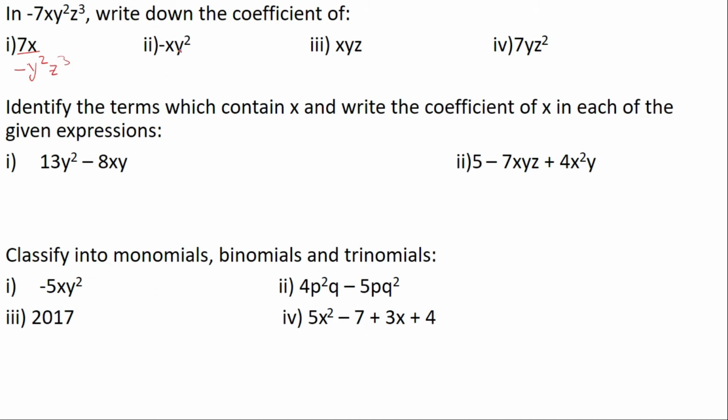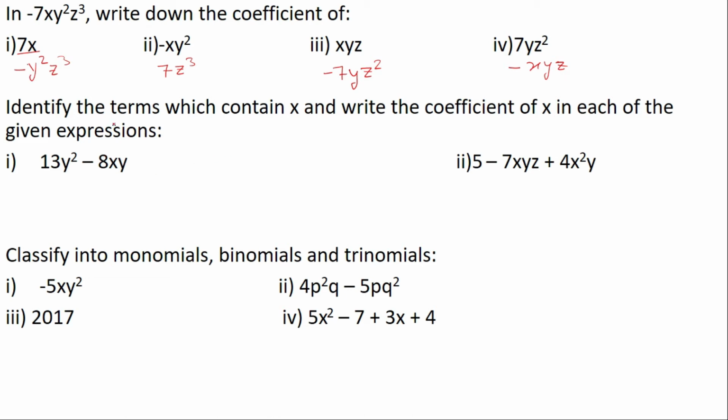In second one, leaving minus xy square we have to write all, that means 7 z cube. In third one it will be minus 7, since here we are having 2y, here 1y is there, so we have to write 1y here, and z square. In fourth one it will be minus x y z. Hope this one is clear to you.